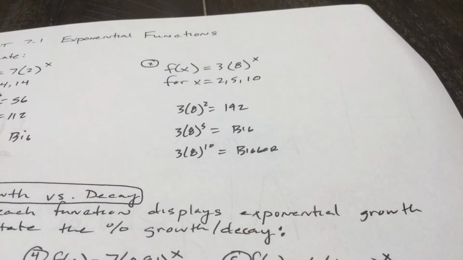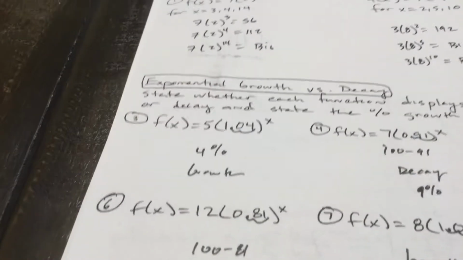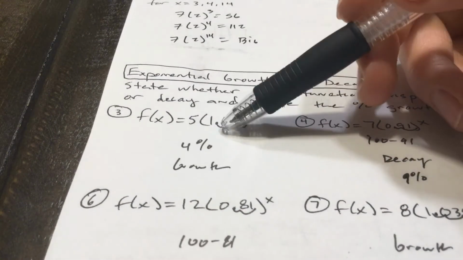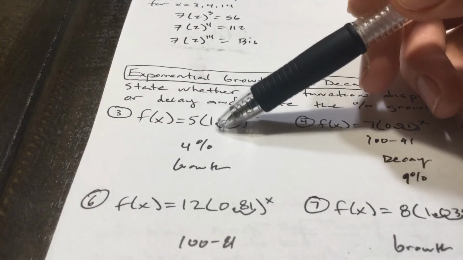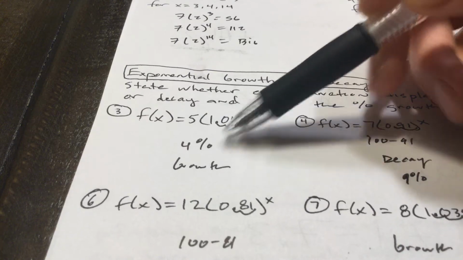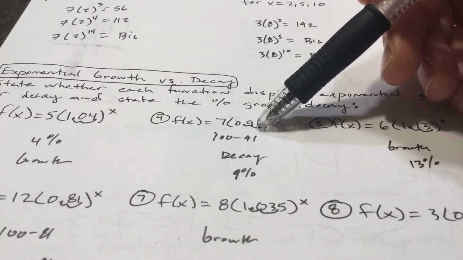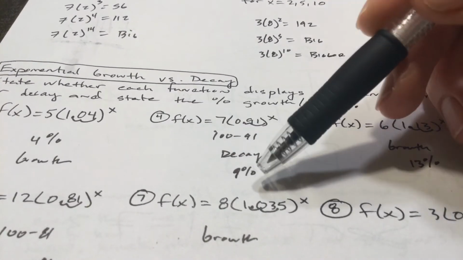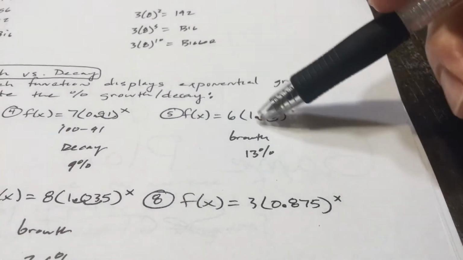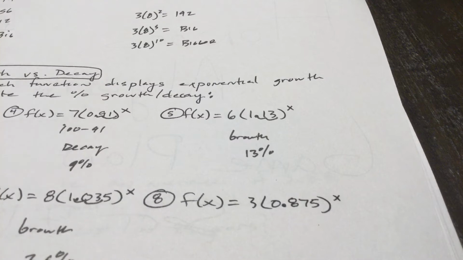All right, so you guys know exponential growth or decay. If it's bigger than 1, it's growth. If it's bigger than 1, just move the decimal over twice. That's 104, which is 4% more. If it's less than 1, it's decay. So move it over twice. That's 91. 100 minus 91 would give you 9% decay. Number 5, move it over twice. That's 113%. It's 13% growth.